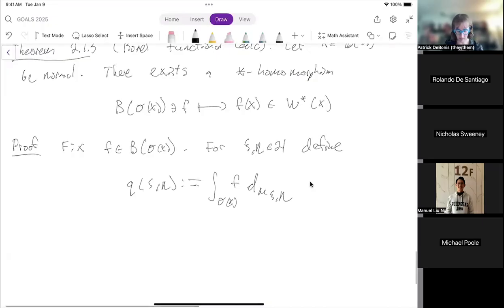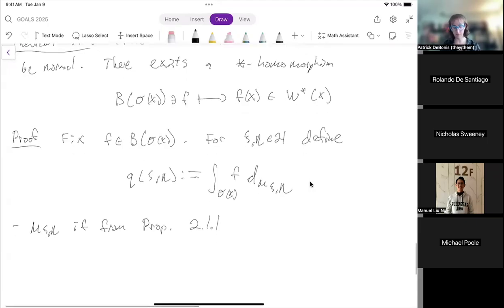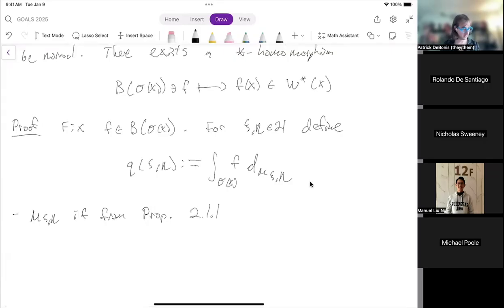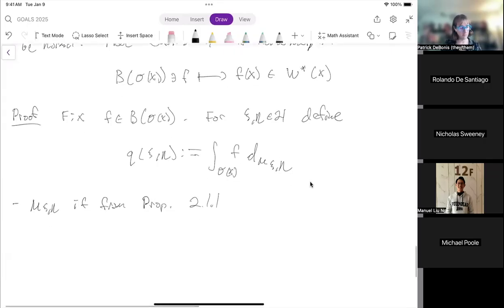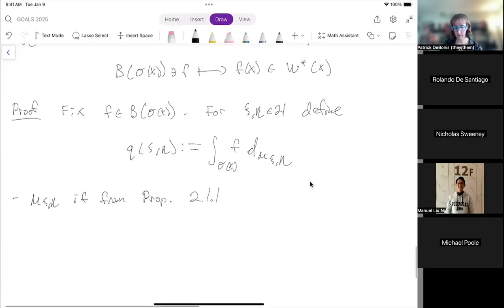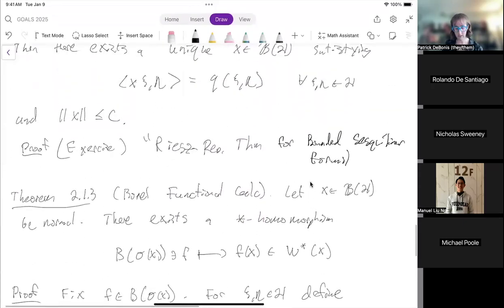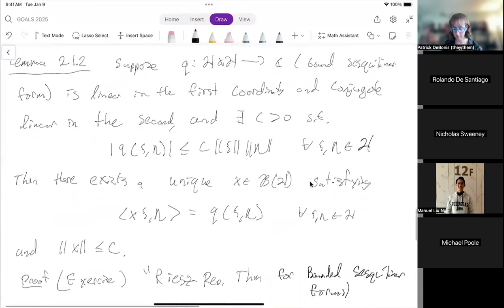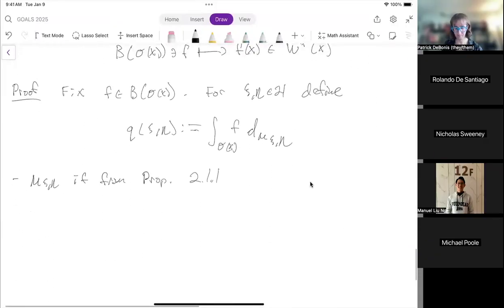And so this measure is exactly the one from the first proposition we did. That one was used for continuous functions, but we also know that it still makes sense to integrate this for Borel functions. And so now what we want to do is argue that this Q is actually a bounded sesquilinear form, so that we can use this previous lemma up here. That's what we want to argue now.